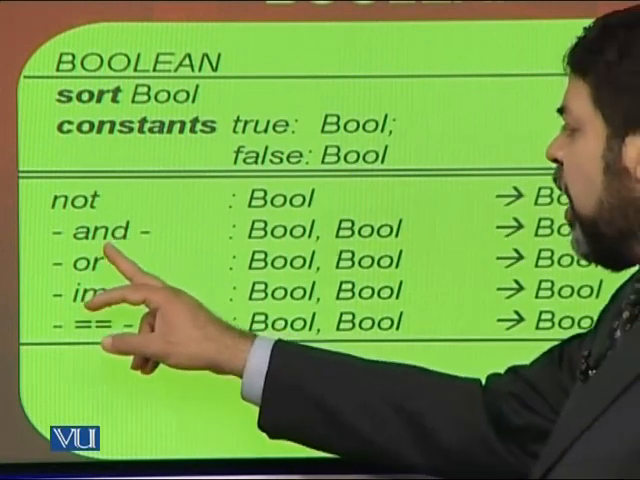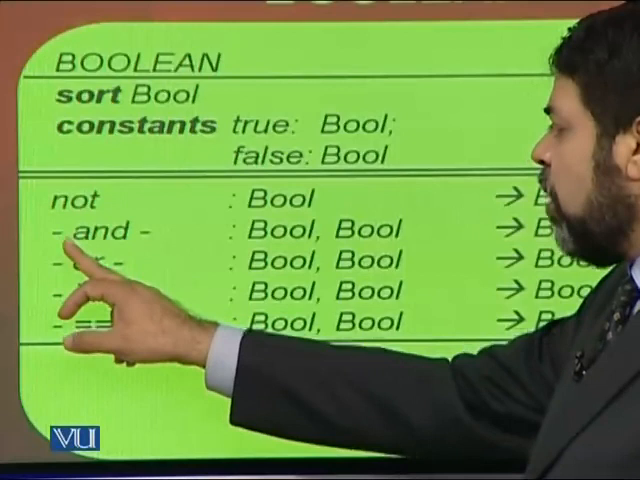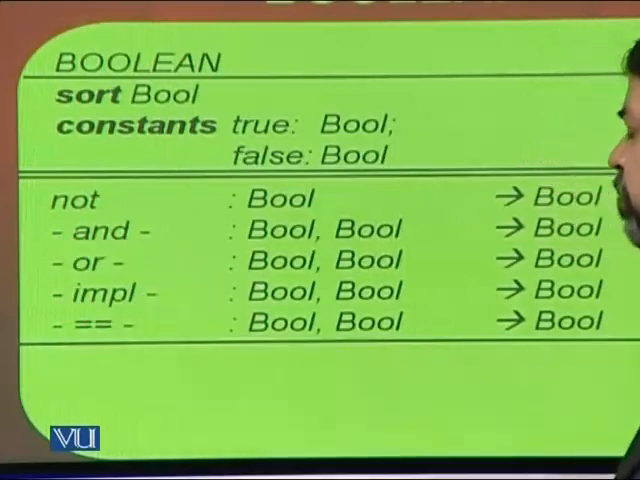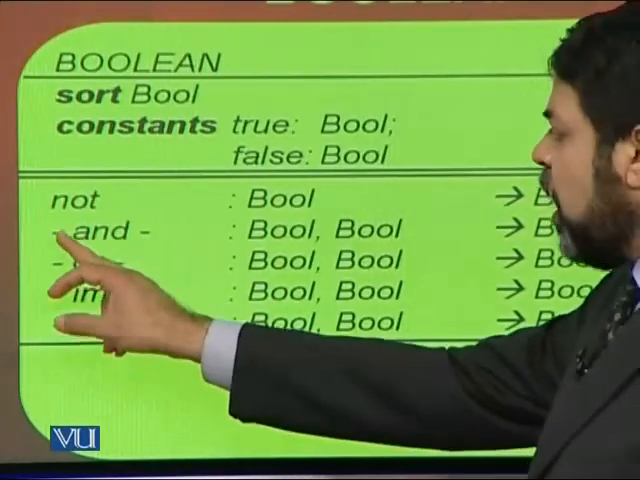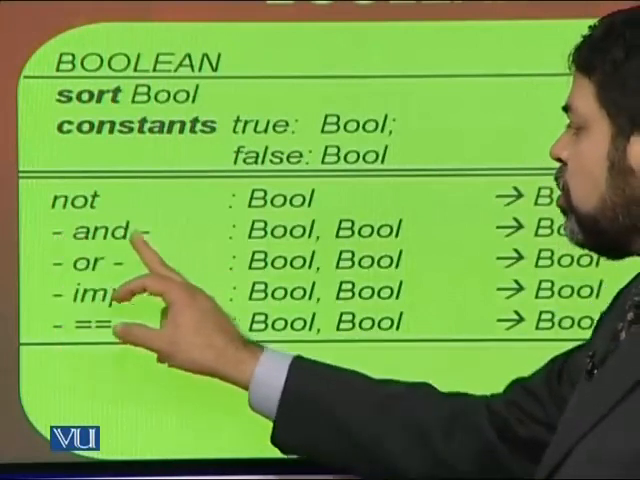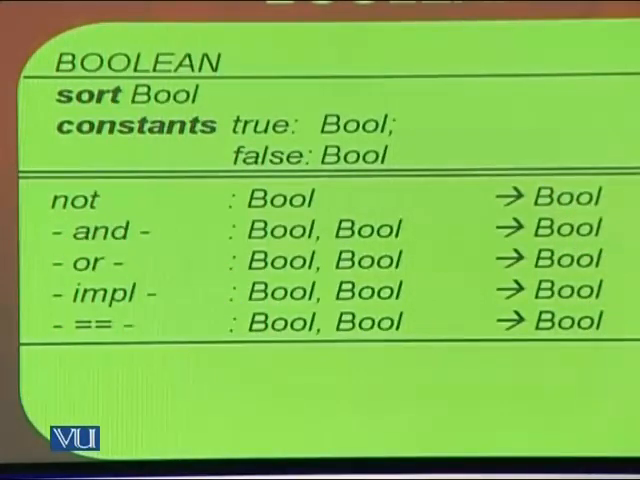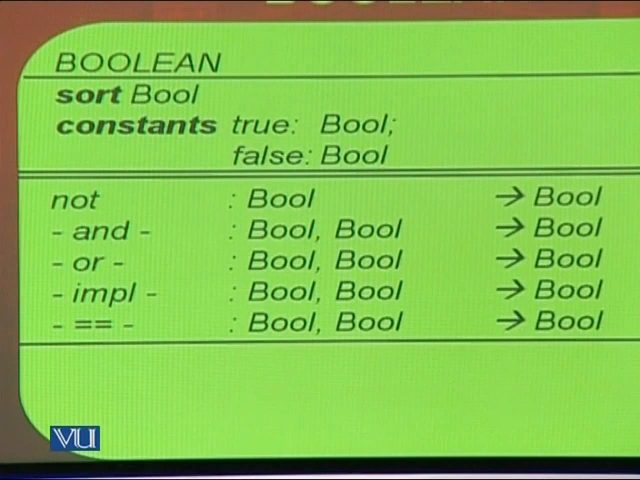But in the case of and, we have this hyphen and hyphen. This hyphen stands for a parameter. So here we are saying that we will have one parameter here and the other parameter here, and the type of these parameters will be Boolean. So we will have a Boolean here. This is the type of the first parameter, and the type of the second parameter. The second parameter will come here. The first parameter will come here.